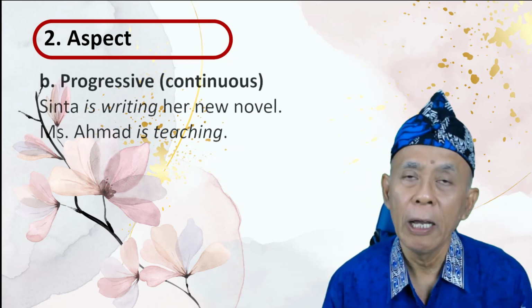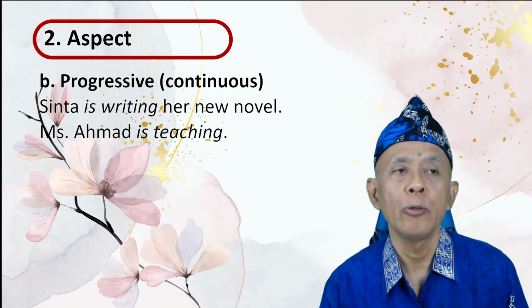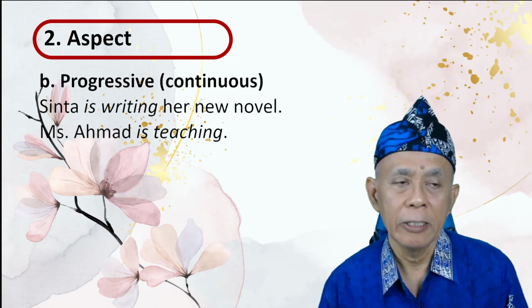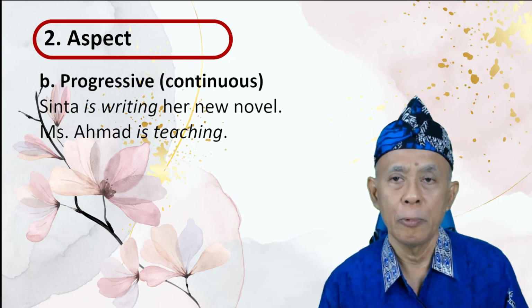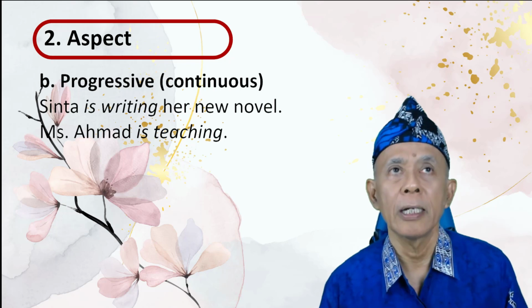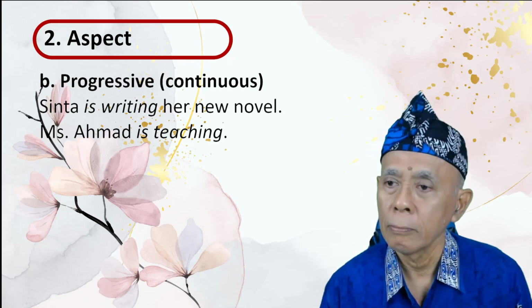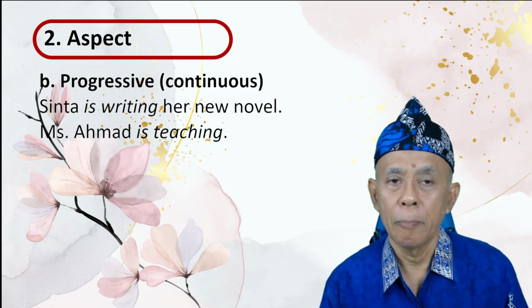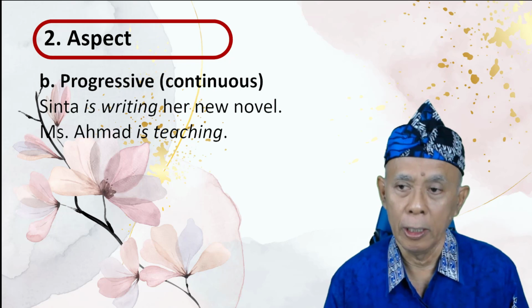Then we have the progressive or continuous. We have Sinta is writing her new novel. Here we have is and ing, is and writing. It shows that the action is still in progress or progressive. It still continues, or it's continual. Mrs. Ahmad is teaching. The action is still in progress or is still going on.